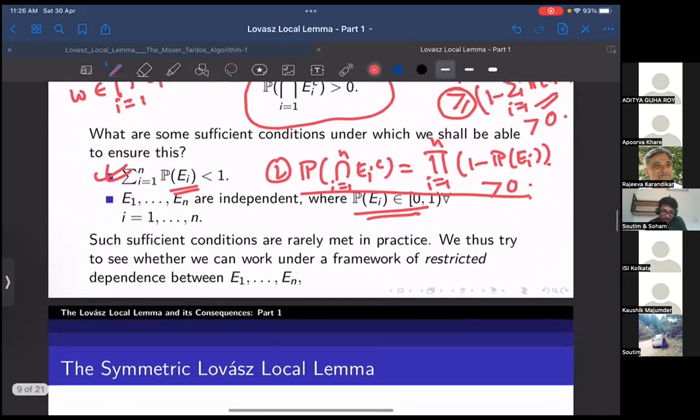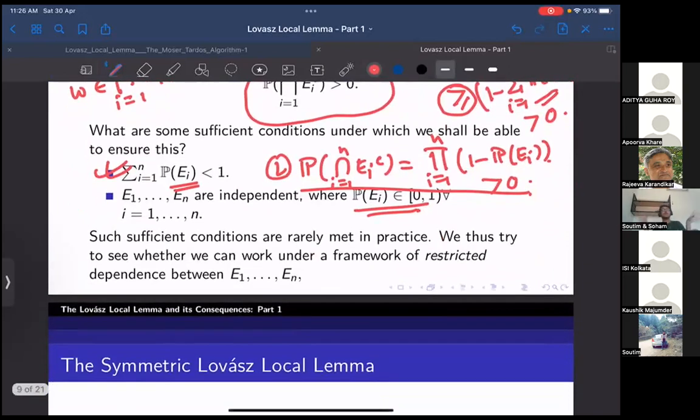So we will have to settle somewhere between complete dependence and complete independence. So let us try to introduce a dependence structure into these events E1 to En and see what happens.